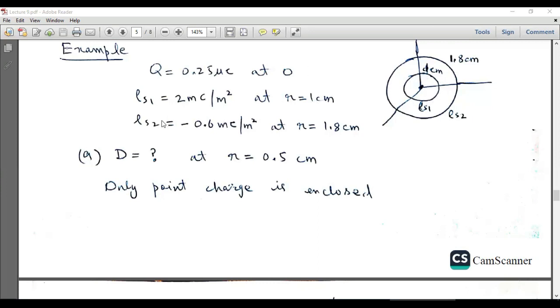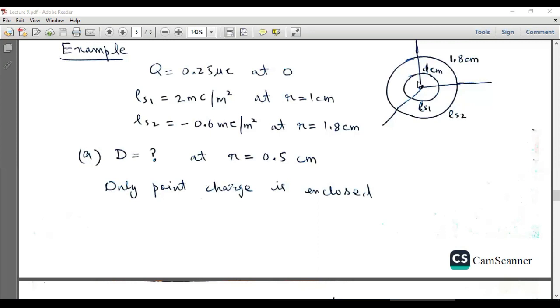And another surface charge density of minus 0.6 millicoulomb per meter square is located at a surface r is equal to 1.8 centimeter. So this is the second spherical surface, and the surface charge density is rho s2. Now we have to find out the electric flux density at r is equal to 0.5 centimeter. So for this surface r is equal to 0.5 centimeter, it will be lying somewhere over here.